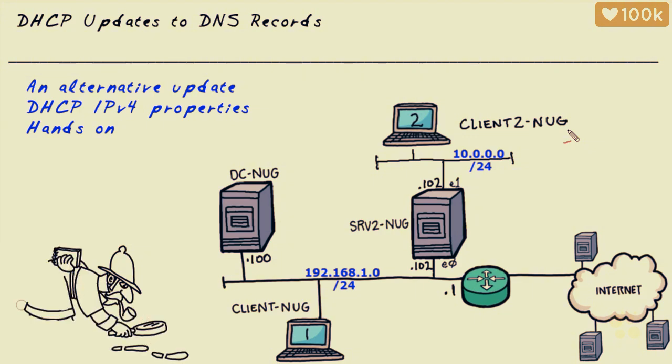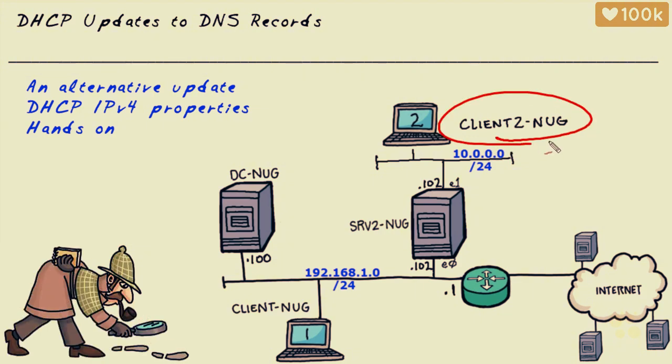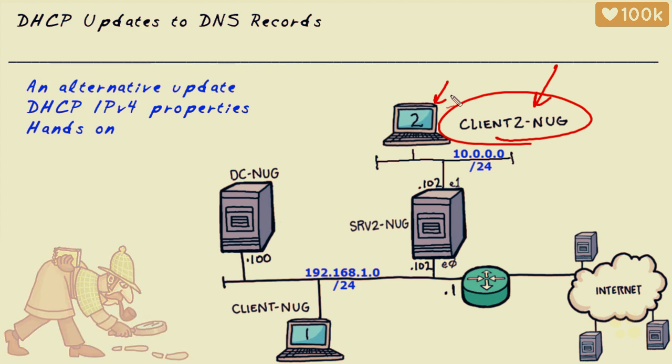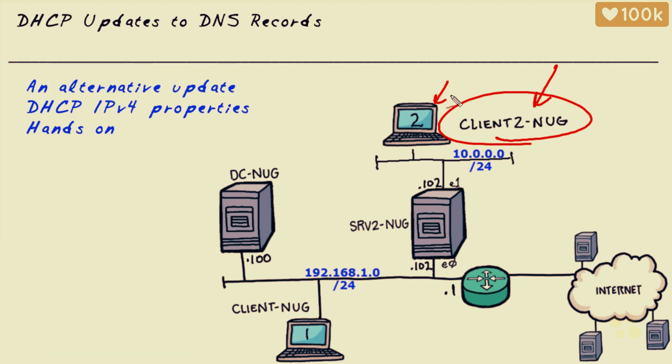So after some investigation, we discover that the problem is that this device, client2-nug.nuggetlab.com, cannot be pinged by name. And because it has a dynamic IP address, that IP address could change from time to time. We step back from the picture and say, well, when we configured DNS in our previous nuggets, when we set up the zones for nuggetlab.com, we allowed dynamic updates if they were secure, which implies that if computers are members of the domain, they can go ahead and update their DNS information once they get a new IP address via DHCP.